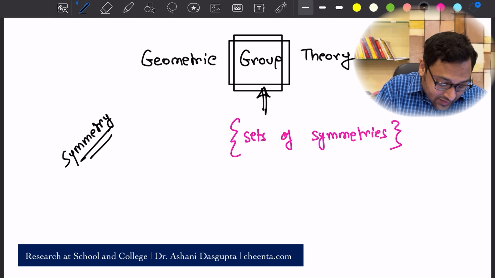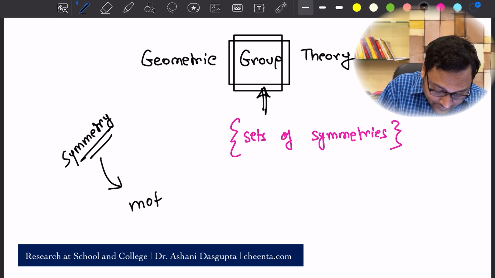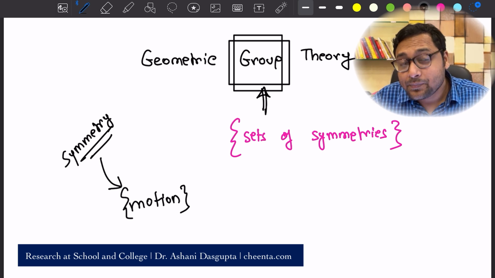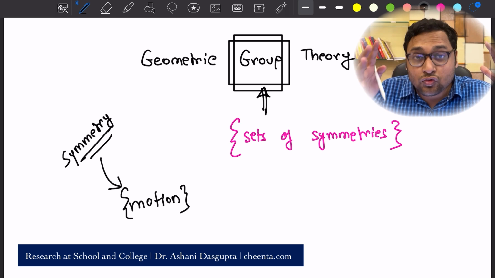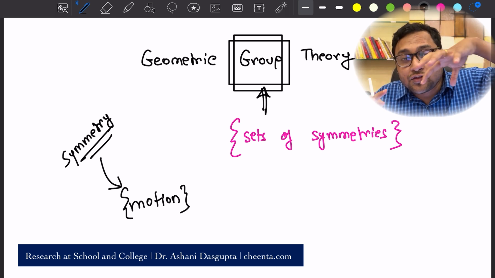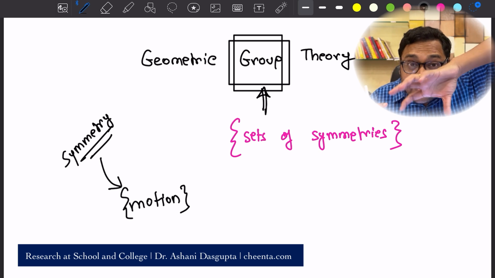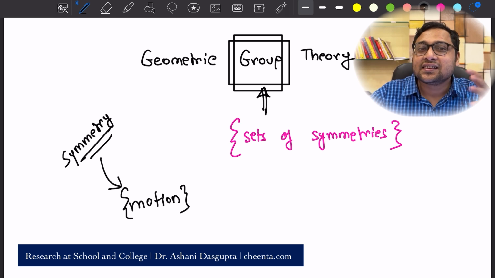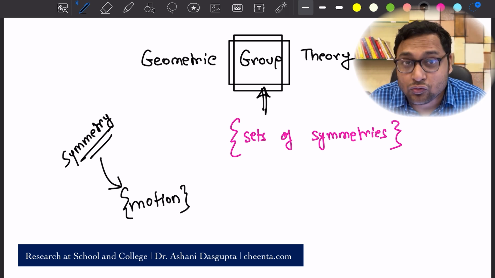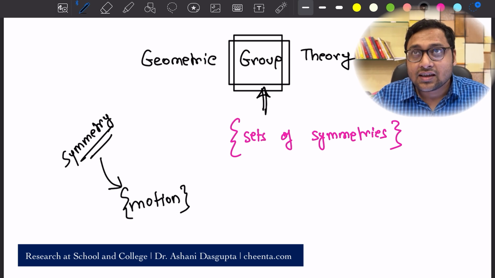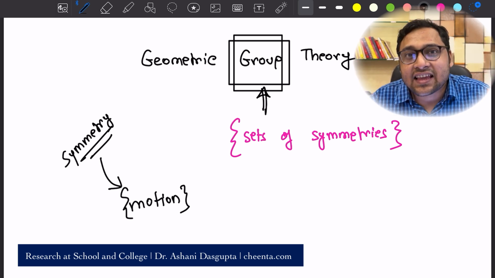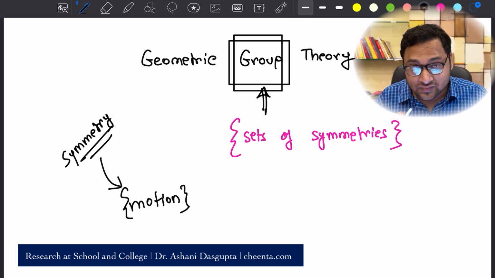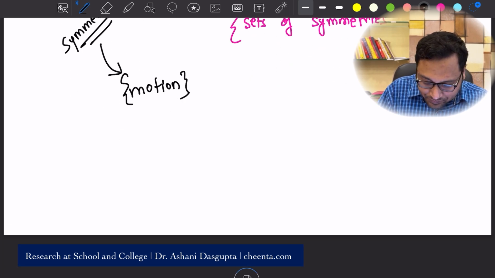A symmetry is a motion. At the moment, let's think about it like that. A symmetry is a motion, and if you move objects in that motion, you cannot tell the difference before and after the motion. You cannot tell the difference. So it will look exactly the same before and after the motion. So, let me give you an example.